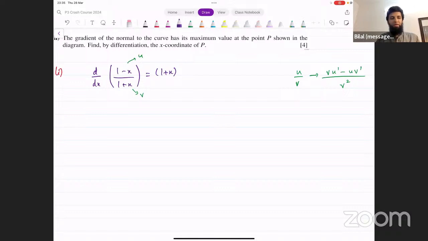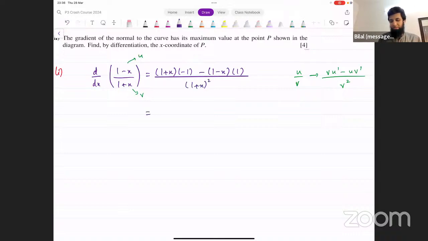What's u dash? 1 minus x, derivative of that is minus 1. So we have minus 1 here. Subtract from that uv dash. v as it is, that means 1 plus x. Make sure that you write this in brackets. 1 plus x into, sorry, I'm sorry, this is u v dash. u as it is, that's 1 minus x into v dash, derivative of denominator. What's that? That's 1. This is what you have in the numerator here. And then in the denominator, you just have v squared, and that's going to be 1 plus x whole squared.